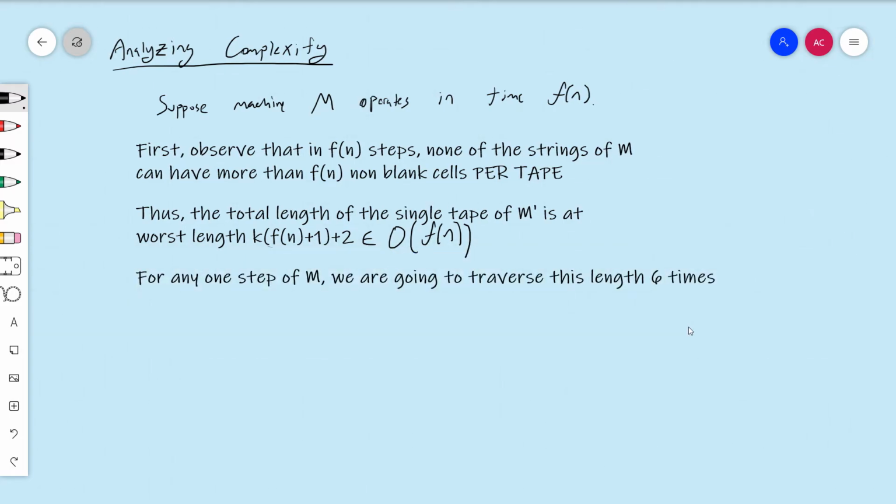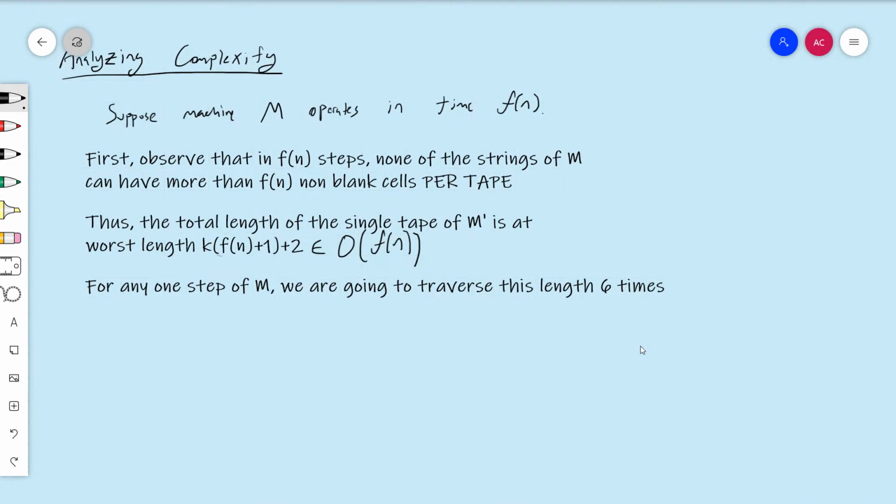But again, this still isn't actually that bad, right? Because this basically means it's 6k times f of n plus 1 plus 2. That's how many steps that takes, right? So that's going to be plus some stuff. There are like 2 steps if I need to replace a symbol, but more or less approximately this, which is approximately O of f of n.